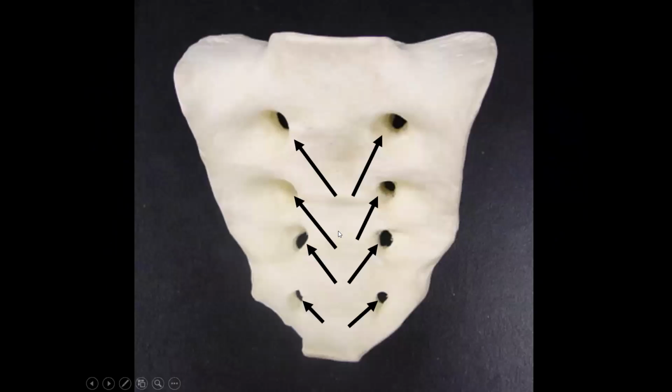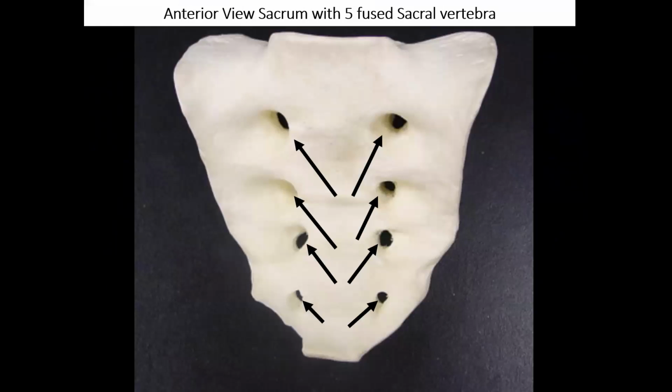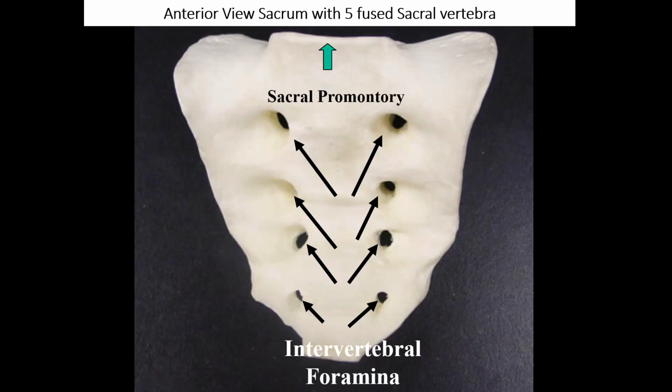Of course, there's the intervertebral foramen on the sacrum. The sacrum consists of 5 fused vertebrae, but it maintains these 4 openings here on each side for the passage of the spinal nerves that are going in towards the spinal cord. They have to go in and they have to go up to reach the spinal cord. Sacral promontory, and then the intervertebral foramen.